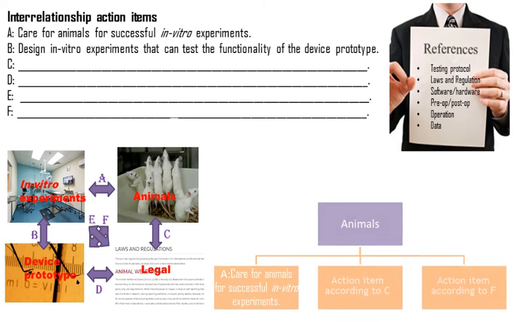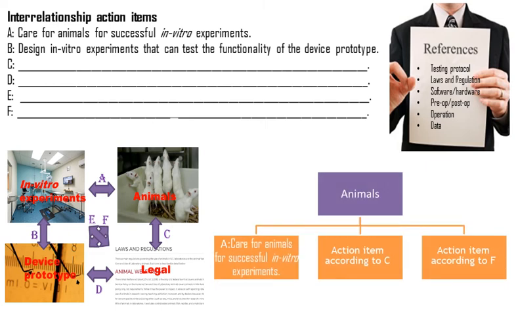Now that you have listed out the action items, we can translate those into a planning chart. Let's focus on the planning around animals. Notice that the arrows pointing toward animals are A, C, and F. From action item A, we can write care for animals into the planning chart. Can you fill out the spots for C and F?